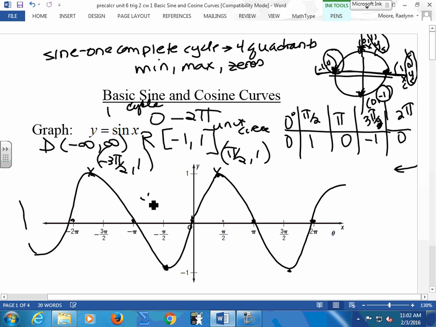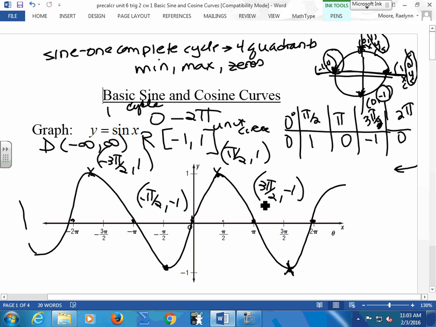Good. Negative pi over 2, negative 1. Okay. And where do you see another min? A minimum value. Lowest part of my curve. 3 pi over 2. Yep. 3 pi over 2, negative 1. Aren't those my mins? Okay.